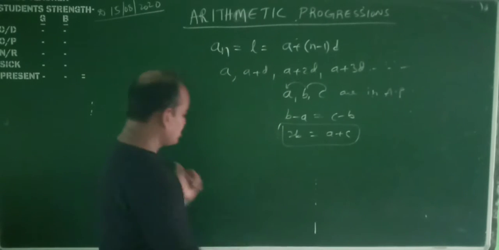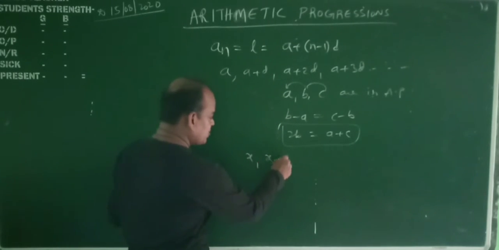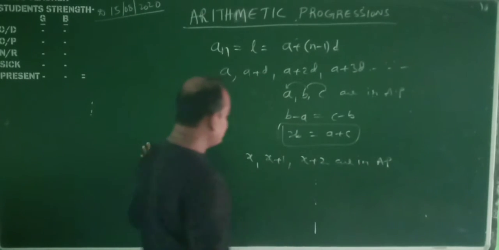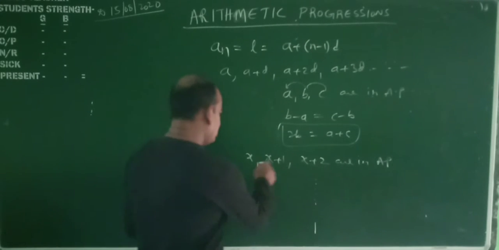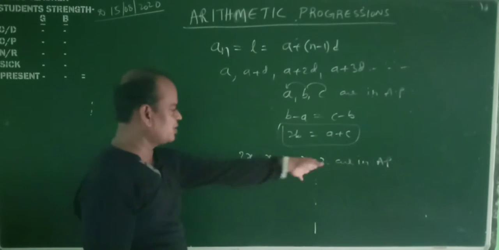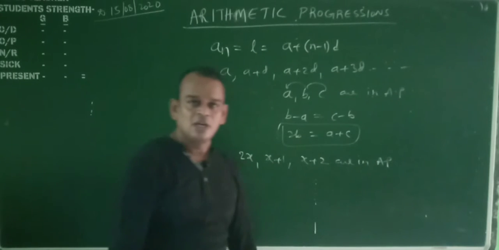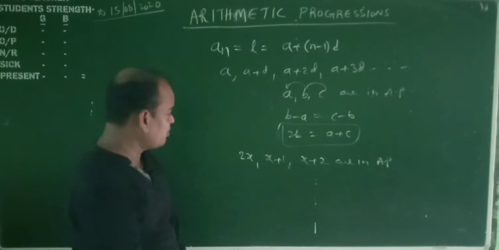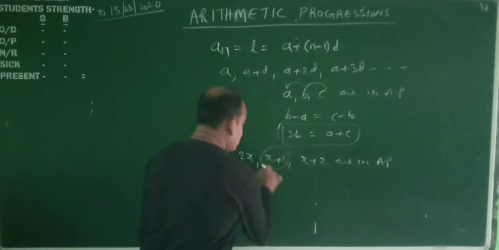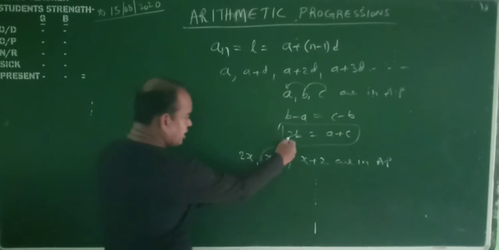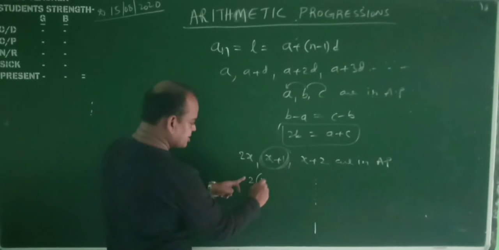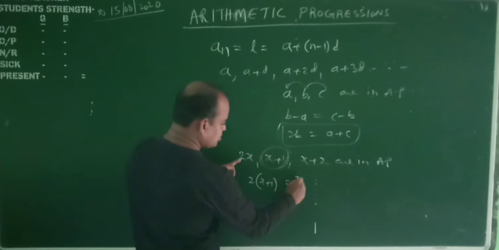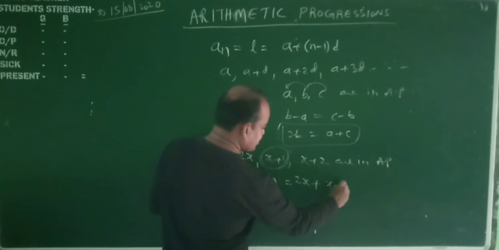Suppose, from the examination point of view, 2x, x plus 1, x plus 2 are in AP. Find the value of x. What is the formula? Twice the middle term is equal to the sum of the two remaining terms. So this is 2(x plus 1) equal to 2x plus x plus 2.